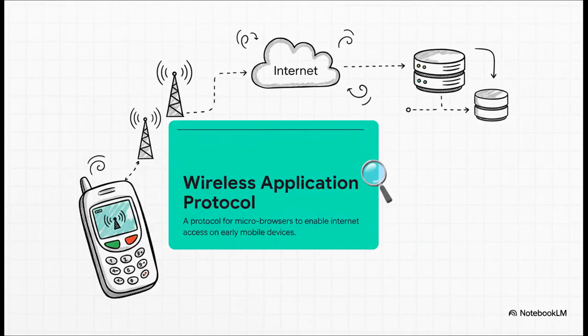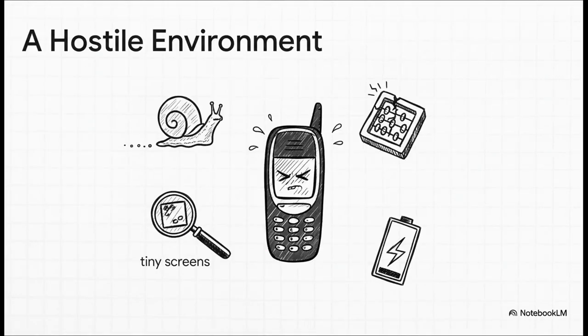The answer was a really clever piece of engineering called WAP, which stands for the Wireless Application Protocol. It wasn't just a quick fix, it was built from the ground up, specifically to solve the unique problems of that early mobile world.